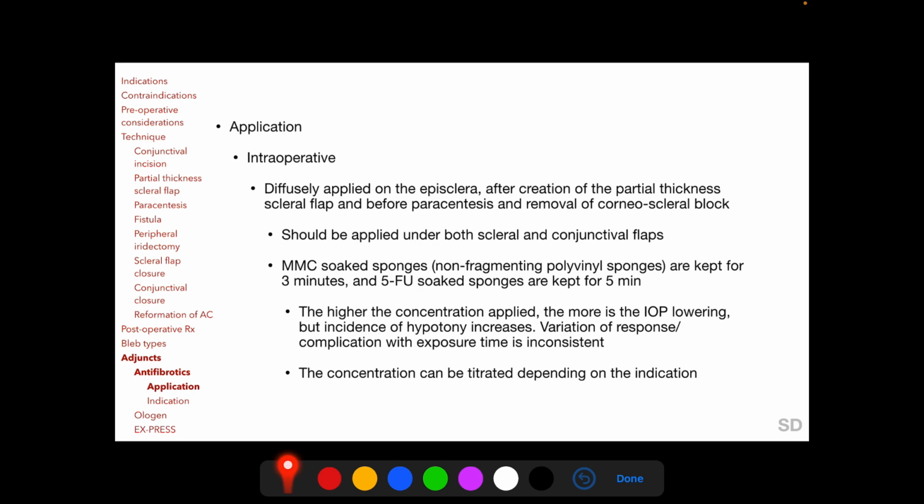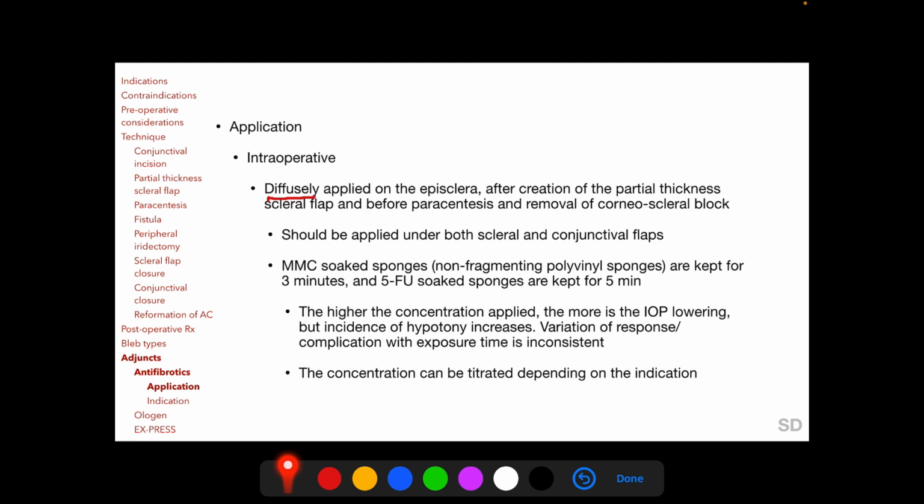Antimetabolites can be applied intraoperatively, as we have seen in the surgical video, or can be applied post-operatively as subconjunctival injections. The antimetabolite must be diffusely applied to the episclera after creation of the partial thickness scleral flap, but before paracentesis and removal of the corneoscleral block. So this diffuse application is very important, as has been shown in the surgical video, and as we have mentioned, antimetabolites must be applied before the intraocular space is entered.